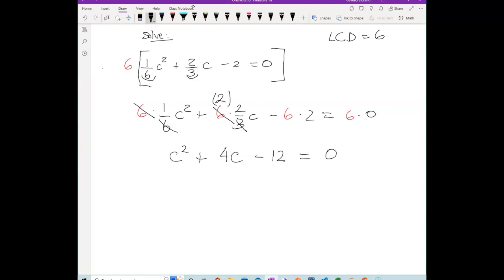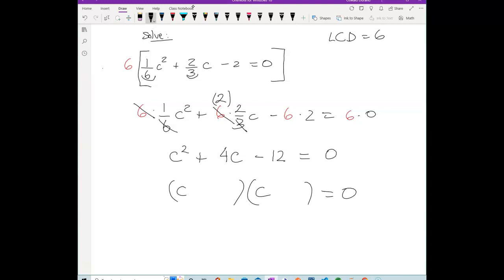So here we're going to assume this is a quadratic. This is not an assumption. It is a quadratic equation, and we can either solve it by the quadratic formula or by factoring. Okay, so by factoring, let's see if it works.